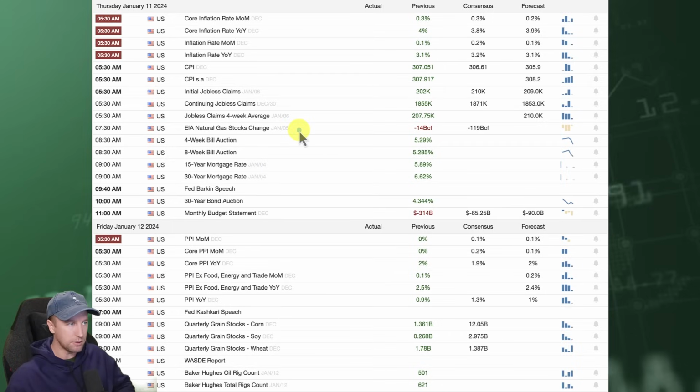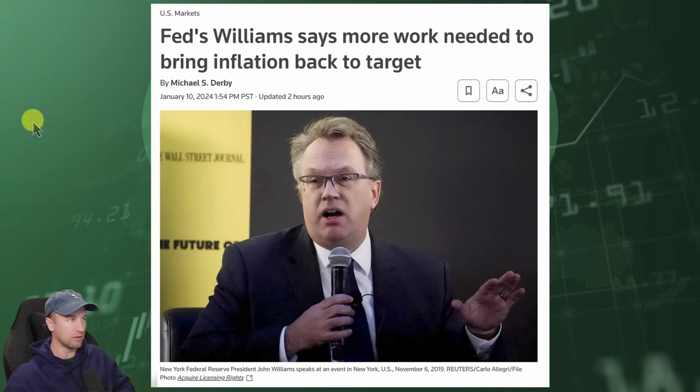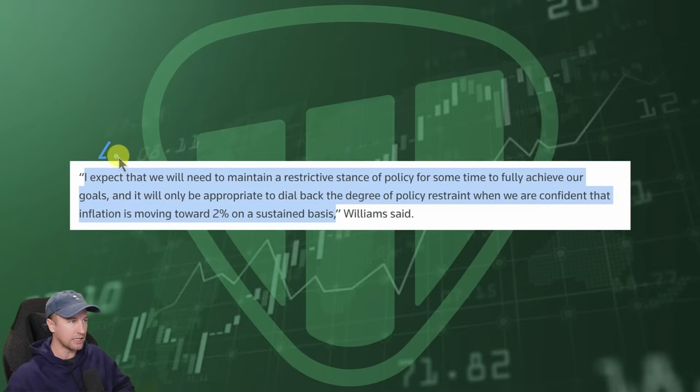We also have Fed speak coming out, and then tomorrow on Friday we have the PPI data, and we also have Kashkari coming out to talk as well. And now it's important to know when the various Fed heads speak. Like today we had Williams come out, and Williams said this quote: I expect that we will need to maintain a restrictive stance of policy for some time to fully achieve our goals, and it will only be appropriate to dial back the degree of policy restraint when we are confident that inflation is moving toward the 2% on a sustained basis.